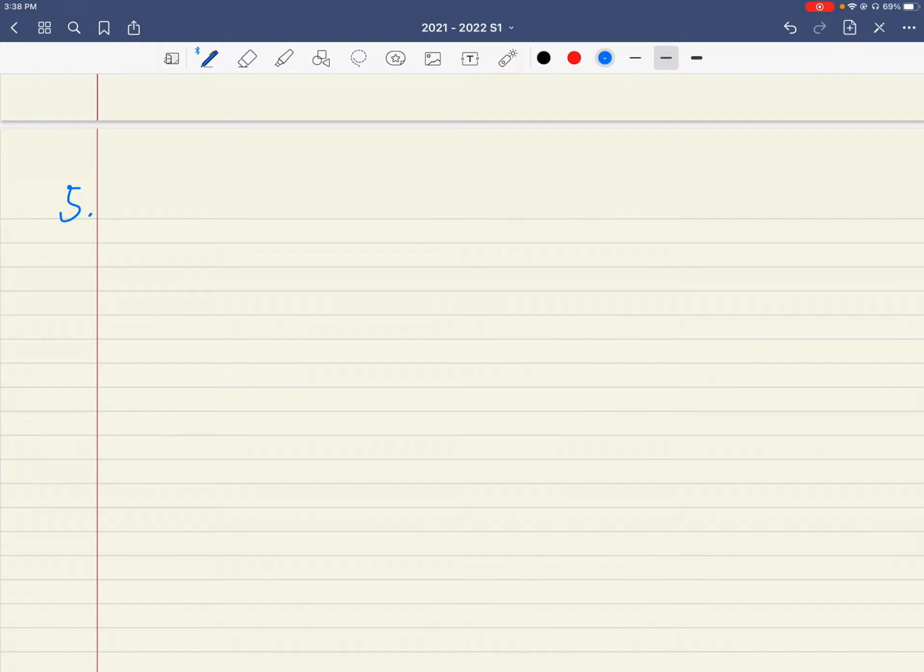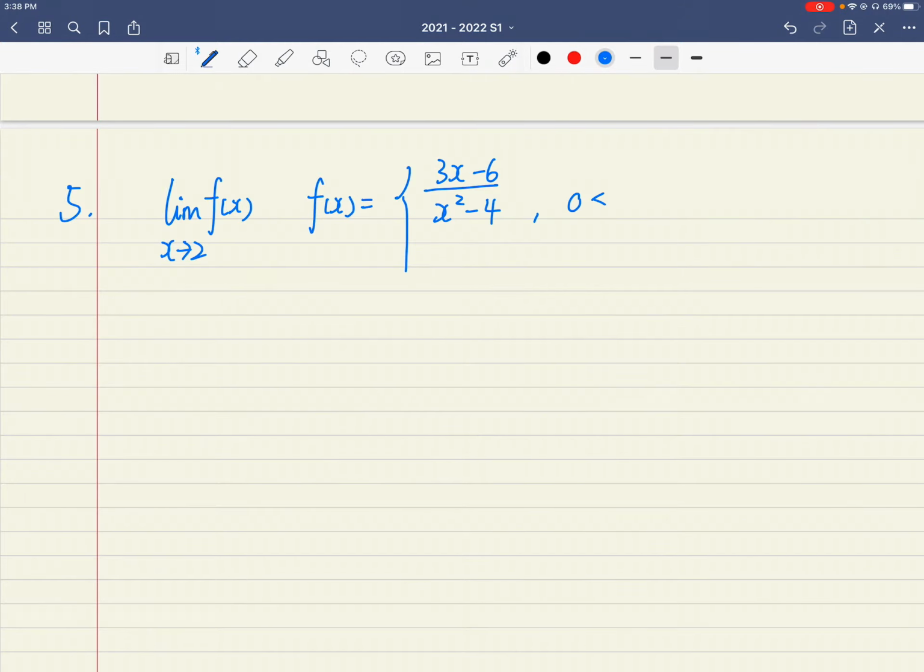Problem 5. Determine the limit of f(x) when x is approaching 2. So f(x) is (3x - 6)/(x^2 - 4) when x is between 0 and 2. When x is exactly 2, f(x) is 0. When x is between 2 and 3, f(x) is (x - 2)/(sqrt(3 - x) - 1).